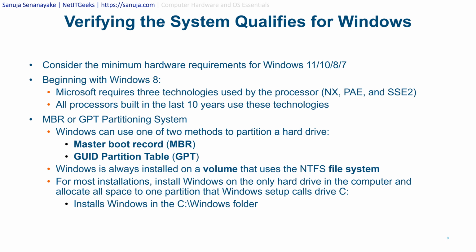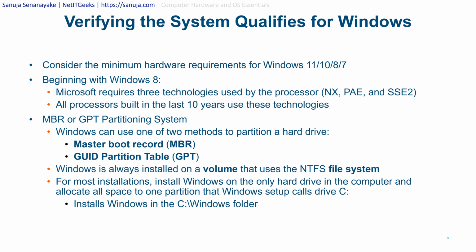Verifying the system qualifies for Windows. Consider the minimum hardware requirements for Windows 11, Windows 10, 8, 7, whatever Windows version you are installing. Keep in mind, beginning with Windows 8, Microsoft requires three technologies to be used by processors. That includes NX, PAE, and SSE2. You don't need to know exactly what that means, because all processors built in the last 10 years use these technologies. So you don't have to worry about buying a new processor not supporting the NX, PAE, and SSE2 standards.